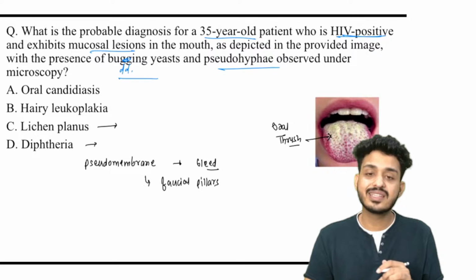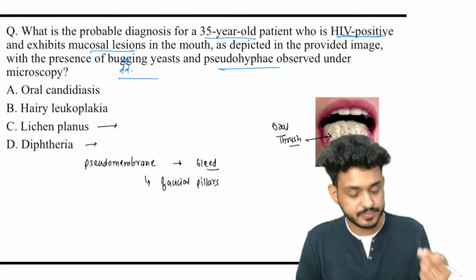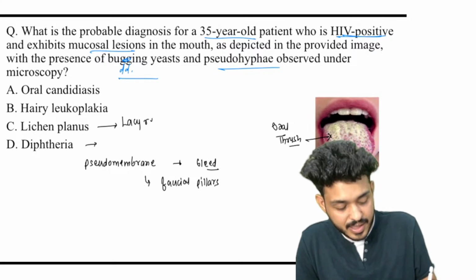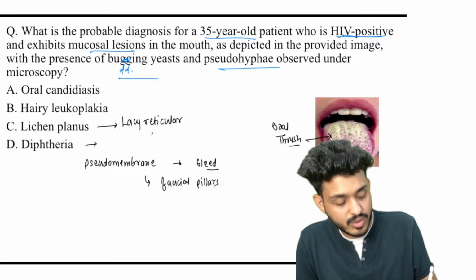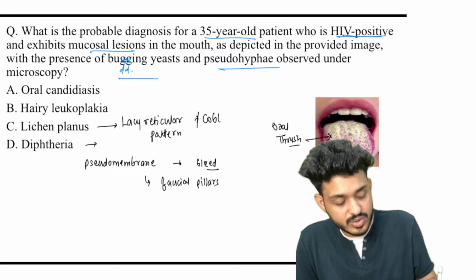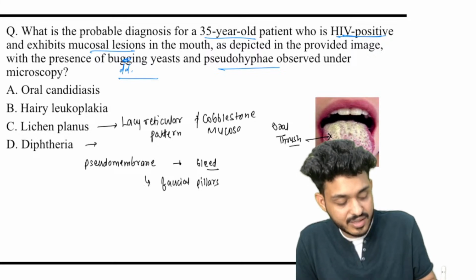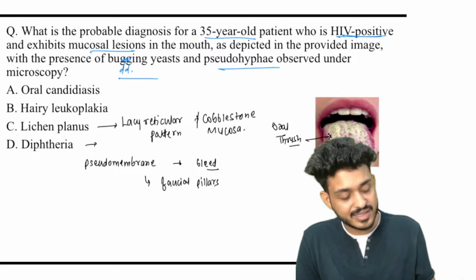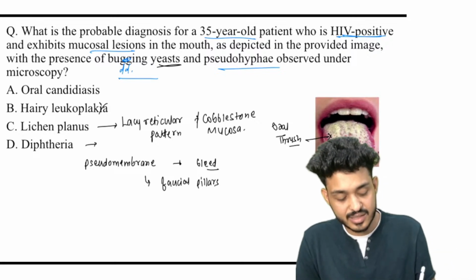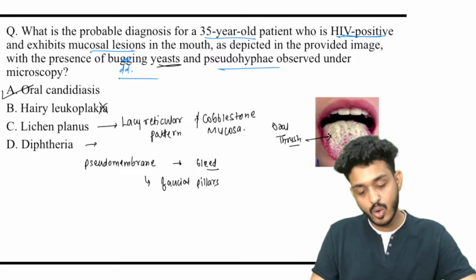Lichen planus, what is the thing that we have seen in lichen planus? What was there on the tongue? On the oral mucosa, you are finding a lacy reticular pattern, right? Or you can also call it cobblestone mucosa. Cobblestone mucosa was the feature that we have already seen. Okay, hairy leukoplakia, it is not a cancerous disease, and because we have seen the yeast, it cannot be the answer. Your answer will be oral candidiasis.